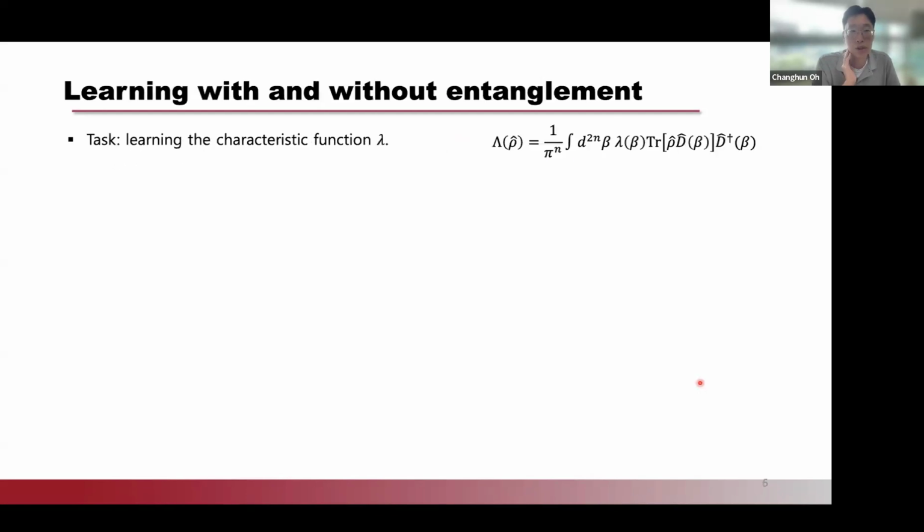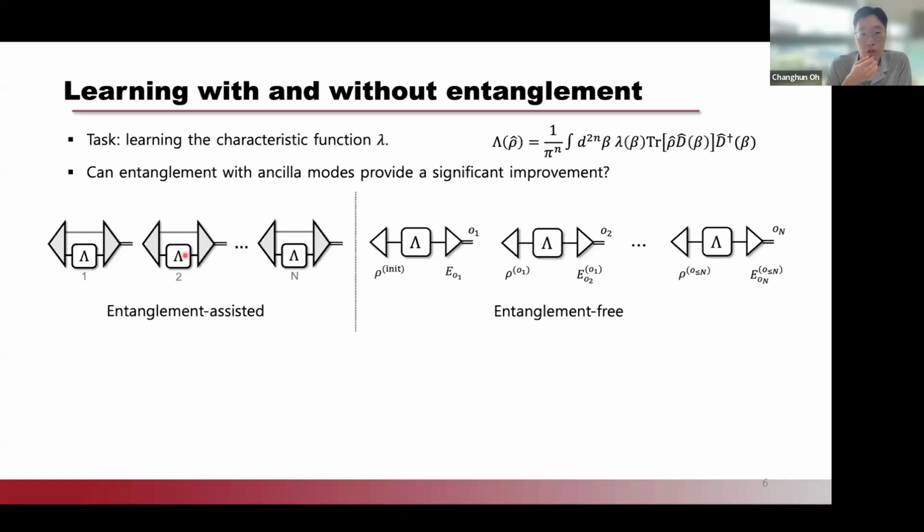Okay, so now we're going to define the task. Here the task of learning is learning the characteristic function lambda. Because the channel can be fully characterized by this characteristic function lambda, learning the channel is equivalent to learning the characteristic function. That's why we're going to focus on learning the characteristic function lambda. And we want to show that there is an exponential separation between two different families of schemes. The first family is the entanglement-assisted scheme, and the second family is the entanglement-free scheme.